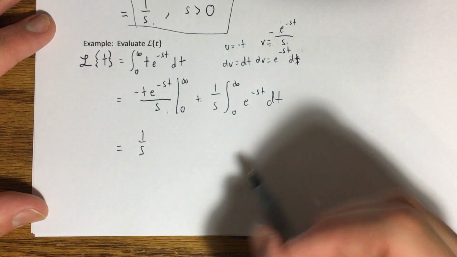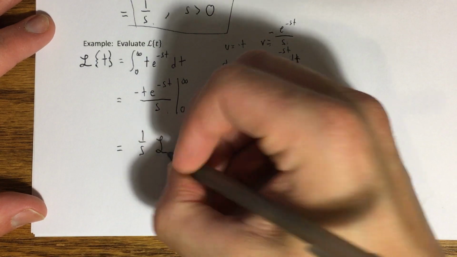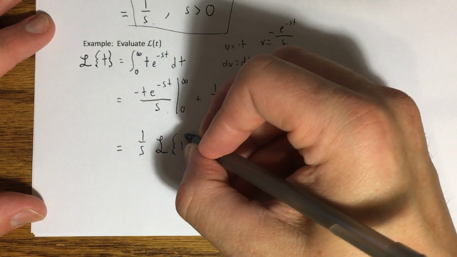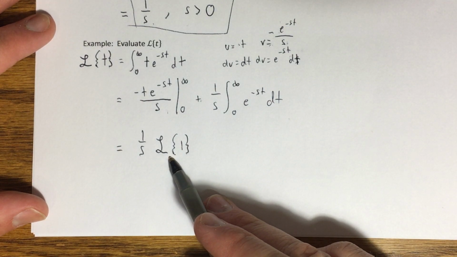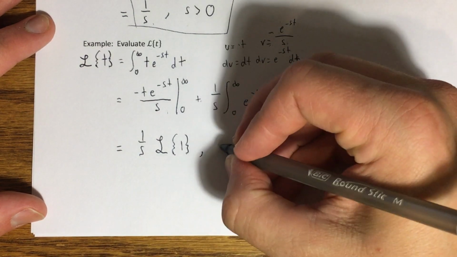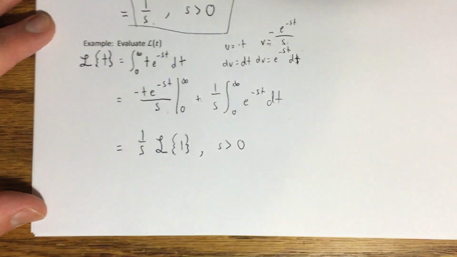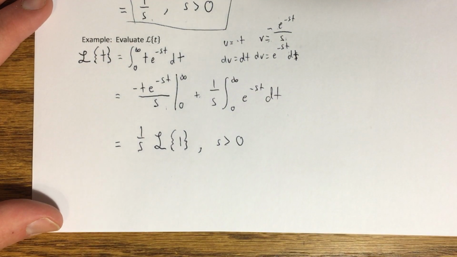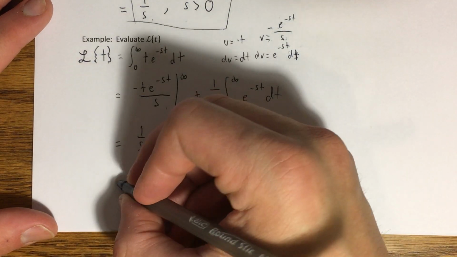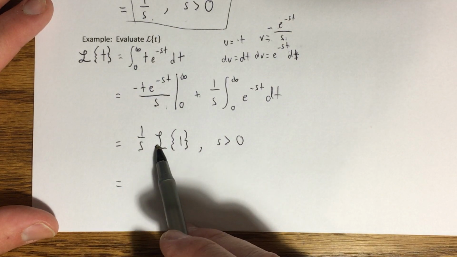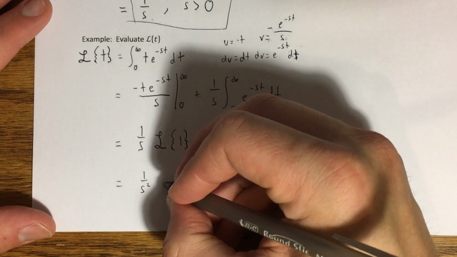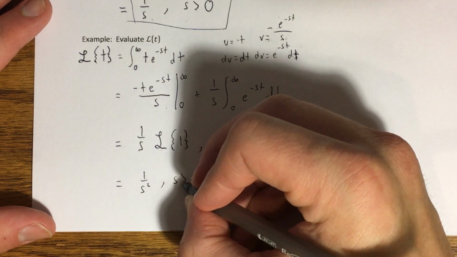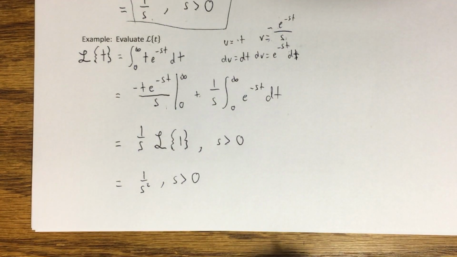But remember, this integral we evaluated in the previous example. It was the same thing as the Laplace transform of 1. And we are paying attention to where this thing will be defined. It's when s is greater than 0. We've already evaluated this. We found that this was equal to 1 over s. And so this comes out to 1 over s squared, where, again, s is positive.